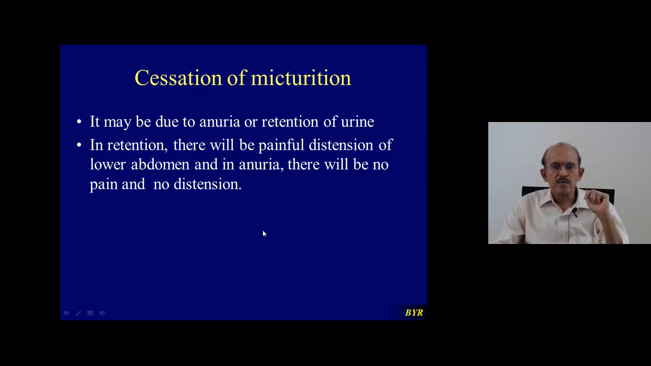In retention, there will be painful distension of the lower abdomen. Because there is an obstruction and urine is not coming out, the bladder tries to push the urine out. So there will be pain in the suprapubic region. And patient will be having desire to micturate, but he cannot micturate. That is called retention. In anuria, that means renal failure, there will be no pain, no distension. So patient has even no sensation of micturition.